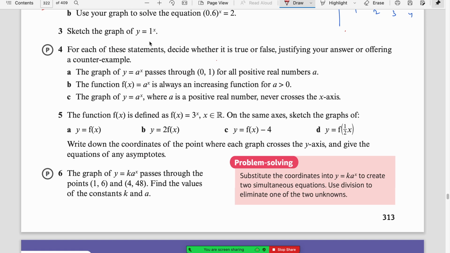Sketch the graph for y is equal to 1 raised to power x. The value of x keeps on changing, but y stays 1. So it is a horizontal line at y equals 1.